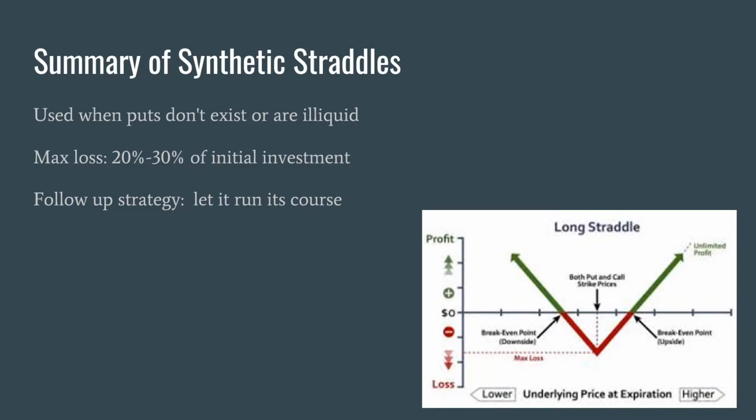To summarize, synthetic straddles are used when the underlying does not have puts listed or the puts are illiquid and the investor believes the volatility is high. Because the strategy uses options, it has an advantage of defined risk. Most of the time, losses are only 20 to 30% of the initial investment. Because of how it works, the best follow-up action to the strategy is to let the position stay open. Unlike other positions, it is not good for locking in small profits along the way.